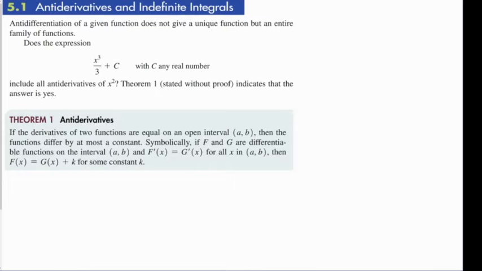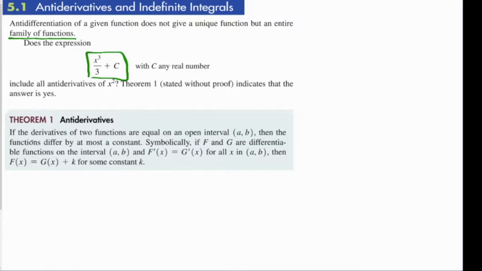So we go on. Anti-differentiation of a given function does not give a unique function, but the entire family of functions. A family of functions, we can look at graphically and see that they're all related by a simple transformation. So x cubed over 3 plus c is a family of cubic graphs.